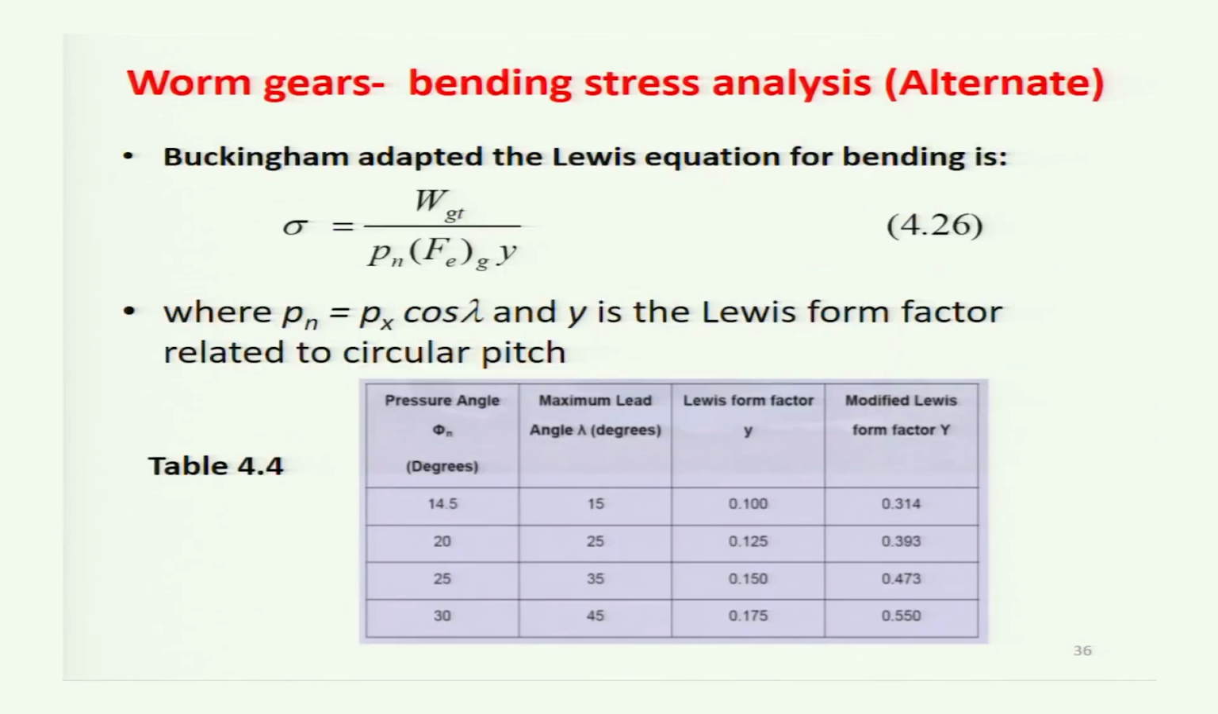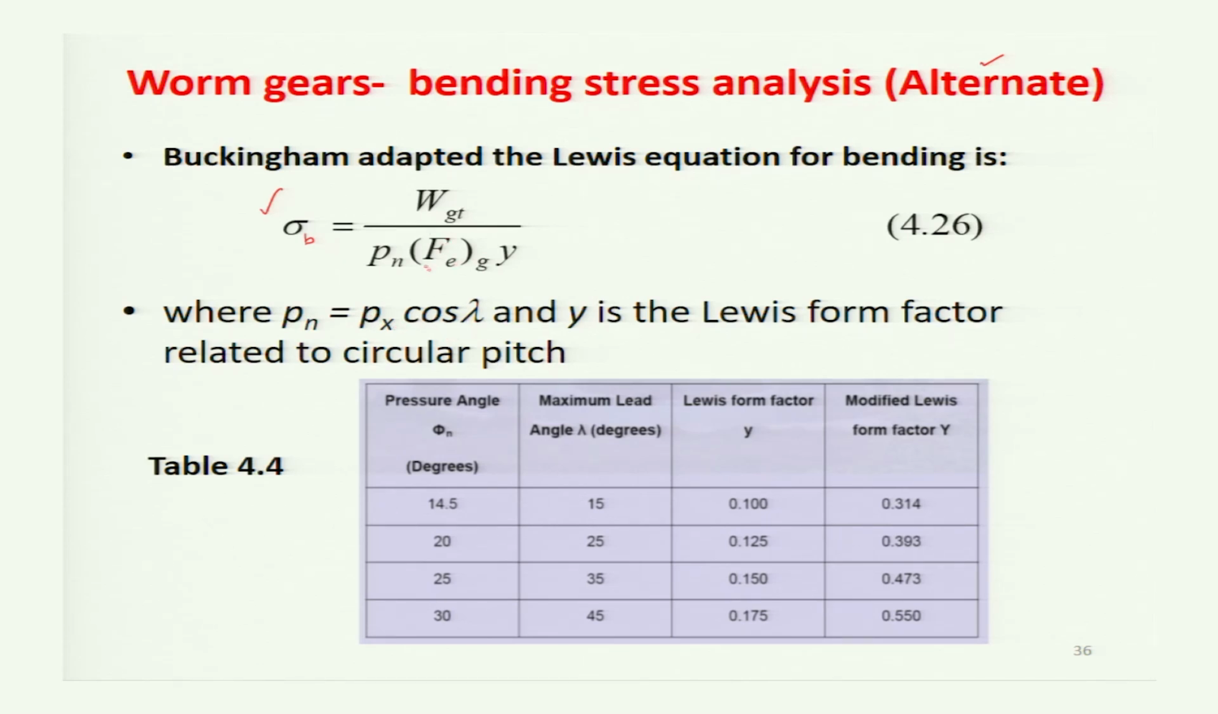Now, worm gears bending stress analysis, an alternative way. Previous was the AGMA based bending stress analysis. Now, Buckingham adopted the Lewis equation for bending, and that is given by this. The bending stress which will develop, sigma B, is equal to WGT, the transmitted load on the gear, divided by Pn, where Pn is the normal module or the normal pitch, and the normal pitch is equal to axial pitch Px times cos of lambda.